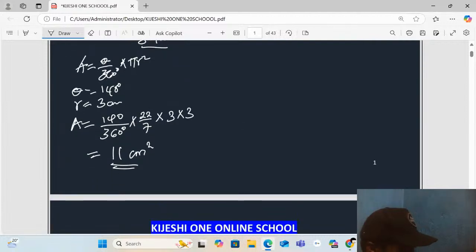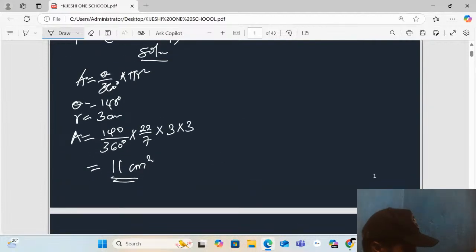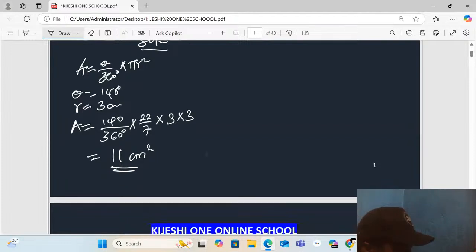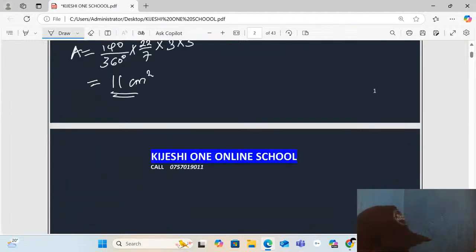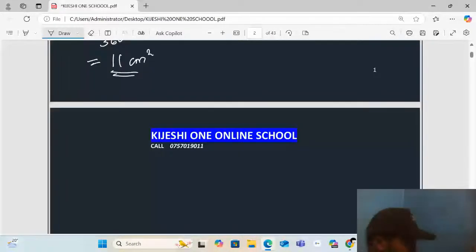Now let us look at how you can find the radius when you are given the area and the angle. Then you're asked to find the radius. That brings us to example 2.